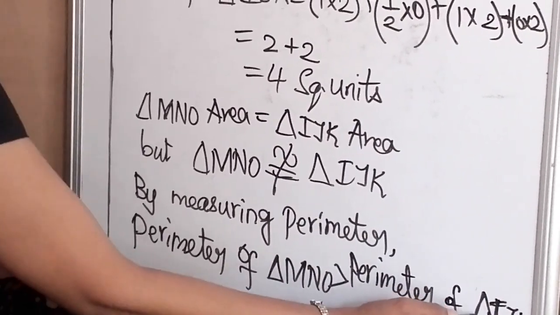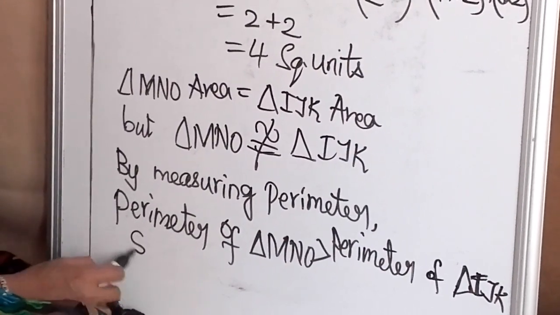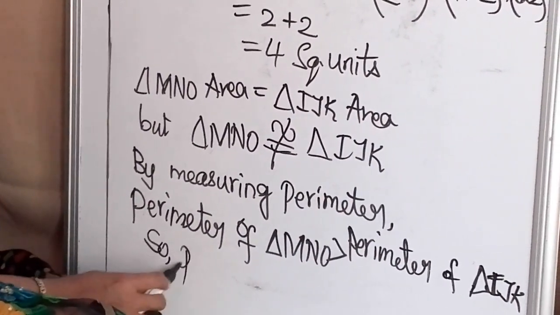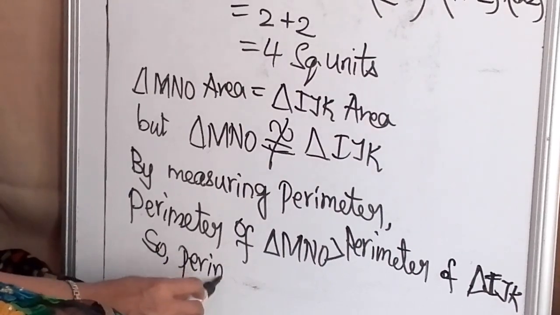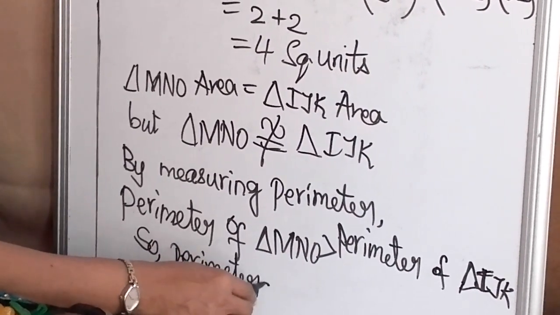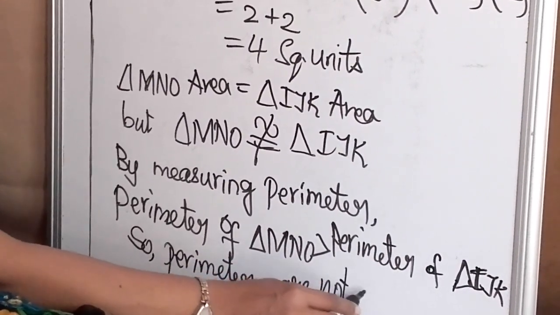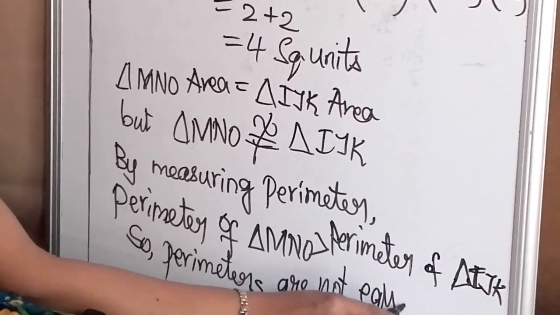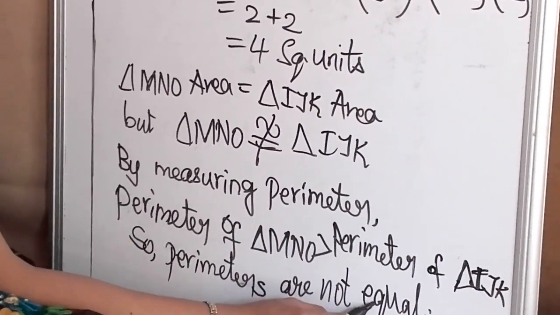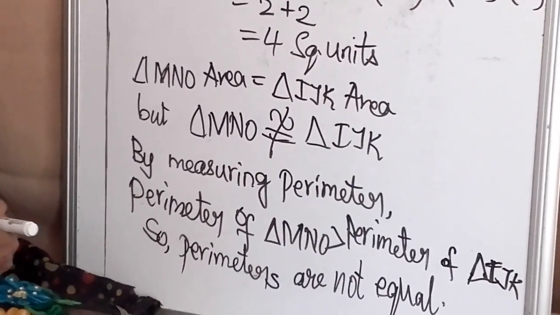Perimeter of IJK. Understood? So perimeters are not equal. Understood this? Copy in your class workbooks.